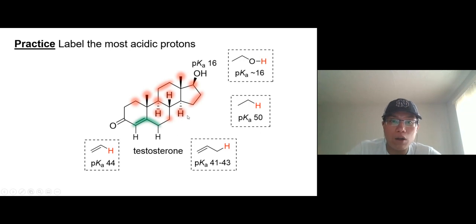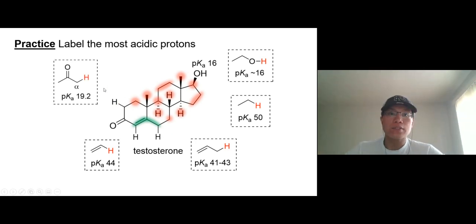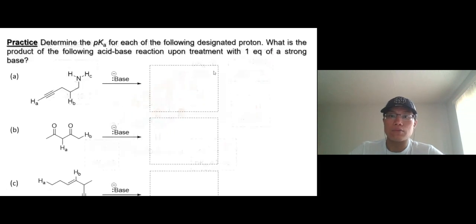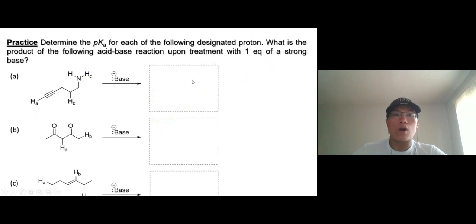And we also have an alpha proton of a ketone. It's a ketone functional group. The first position is alpha, beta, gamma, delta. This alpha right there, the alpha proton, is about 19, about 20. So the most acidic proton is this guy right here. Oh no, hold on, the alcohol. Okay, all right, one more.